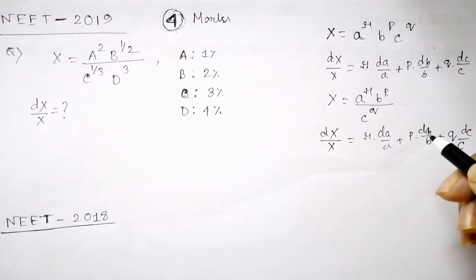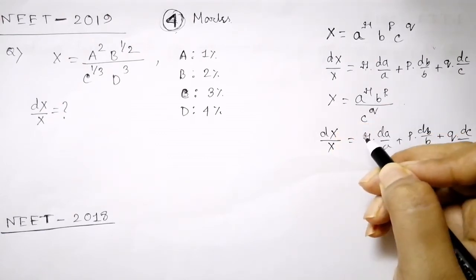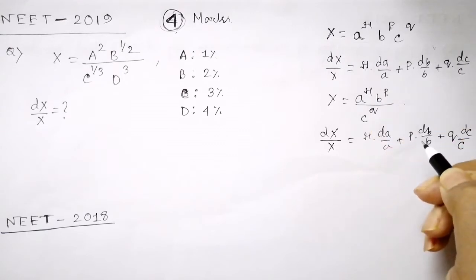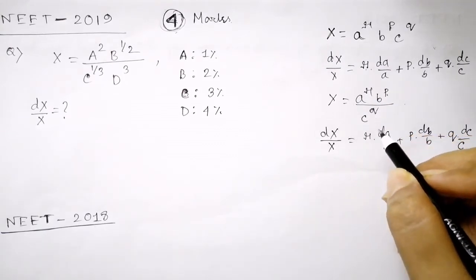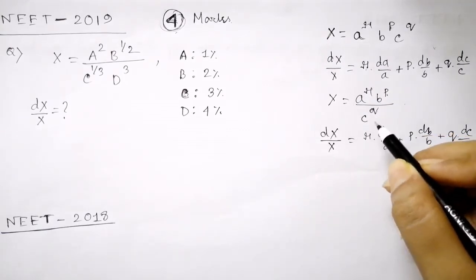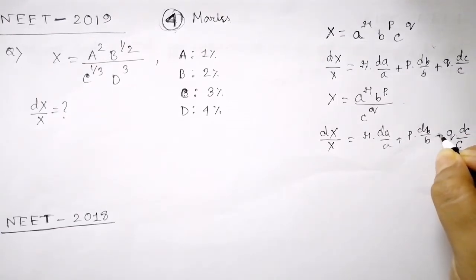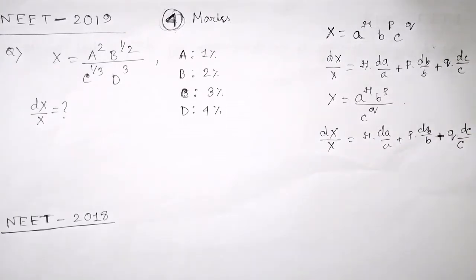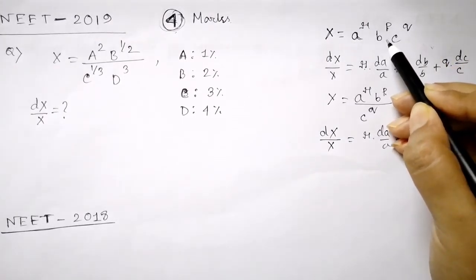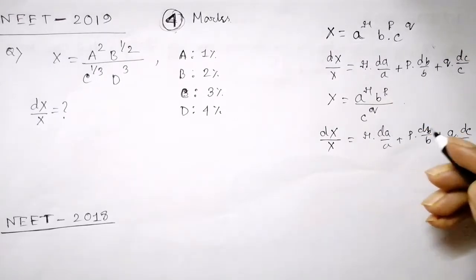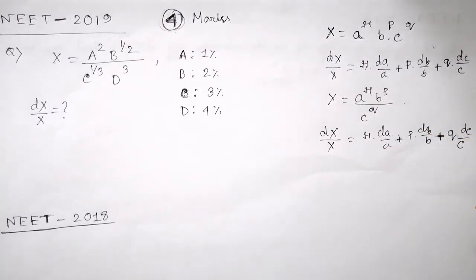The formula is again the same. Put the power dA by A plus put the power dB by B. But in case of C, you might get confused because C is in the denominator. But don't forget, always put the positive sign, then put the power dC by C. Whether it is in the numerator or in the denominator, always put the plus sign between the variables.